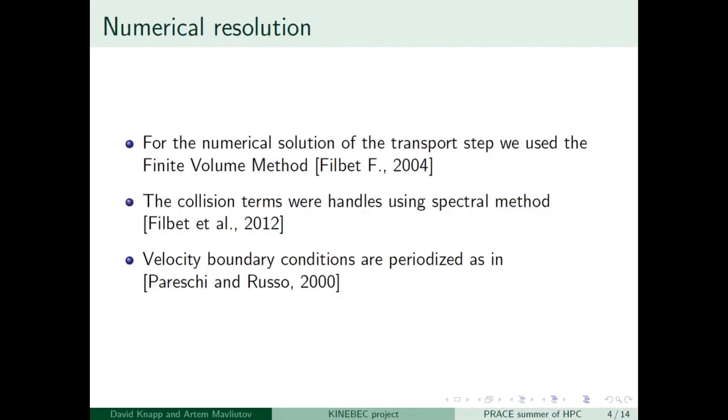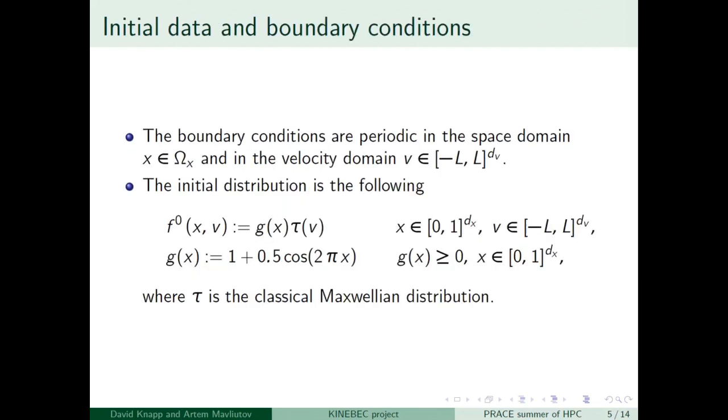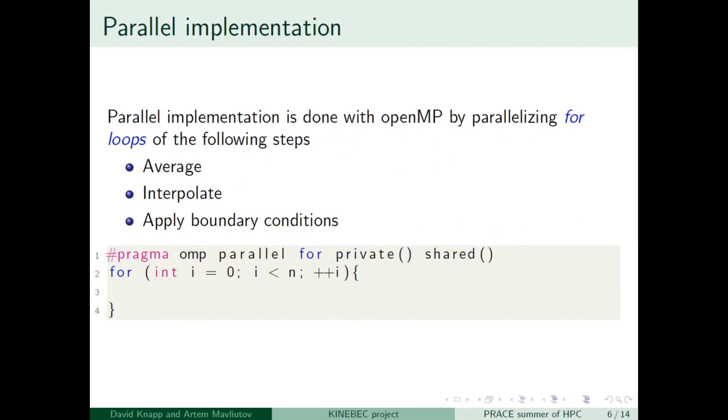The numerical methods used are the following. The transport part is solved using the finite volume method, the collision part with spectral methods, and the boundary conditions are imposed as in the presented paper. The initial conditions are a classical Maxwellian distribution coupled with a smooth cosine function, and the boundary is periodic in space and in velocity. The parallel implementation of the transport equation consists of parallelizing the for loop, and this is done with the OpenMP library.